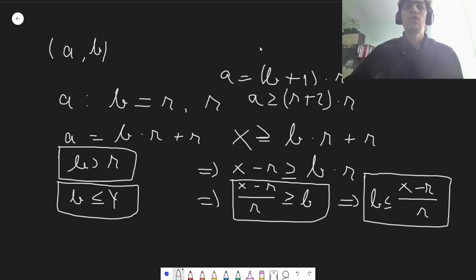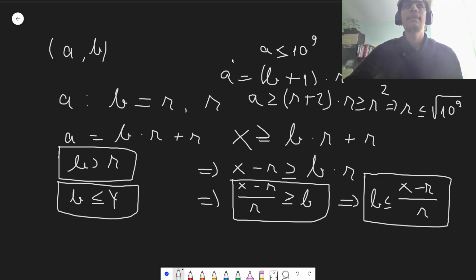And a is also at most x, and x is at most 10 to the 9th. So we know that this number is smaller than a, and we know that a is smaller than 10 to the 9th. So this one is also smaller than 10 to the 9th. And it's bigger than r squared. So we can now confidently say that r has to be at most square root of 10 to the 9th, which is around 30-something thousand.